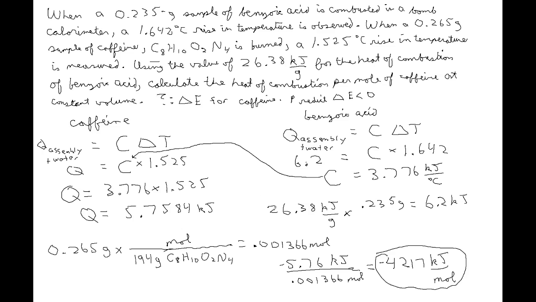This 26.38 number, is it an actual amount of heat or a hypothetical amount of heat? It's the hypothetical amount of heat. That's right. It's the hypothetical amount of heat that would be released if we hypothetically burned 1 gram of benzoic acid. But did we actually burn 1 gram of benzoic acid? No, we actually burned 0.235 grams. Well, what number do we need to plug in here? We need to plug in the actual amount of heat. So it's not this number, it's this number. This is the actual amount of heat that was actually released.